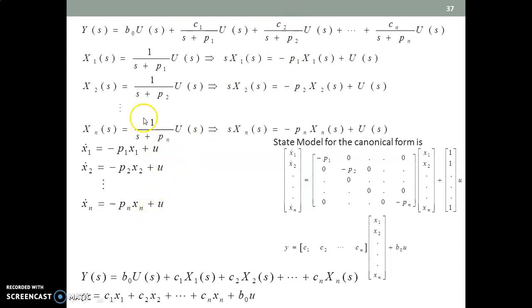Okay. Similarly, now what is the output here? Y of s equal to b naught into u of s plus c1 into x1 of s plus c2 into x2 of s, and so on, cn into xn of s. Substituting these values only, right?